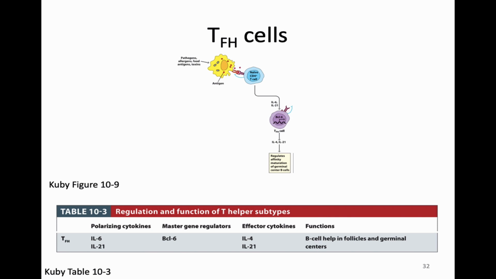A cell becomes a T follicular helper cell when it receives cytokines like IL-6 and IL-21, and these will result in that T cell making the master regulator, the transcription factor BCL6. Once that cell starts making BCL6, it will produce effector cytokines like IL-4 and IL-21 that will help B cells in their functions in the B cell follicle. And so these will be very important cells in helping to make a good B cell response. We'll talk about B cell responses in the periphery a little bit later.